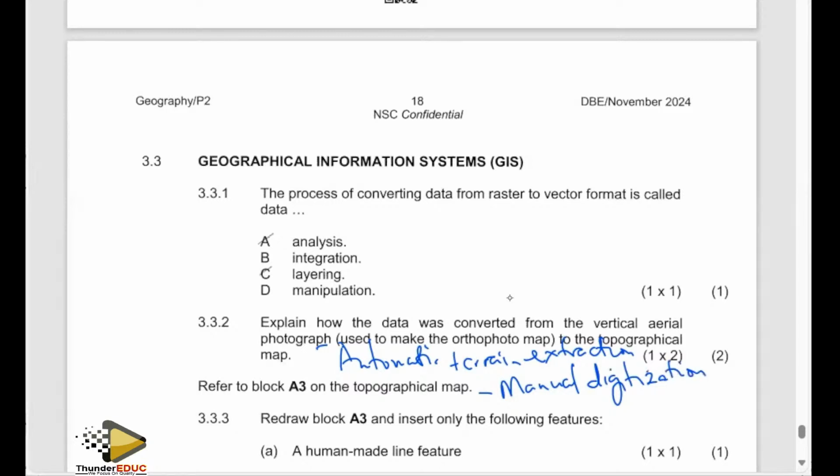As a method of converting that data to the different data sets, or we can also use what we call semi-automatic feature extraction. Basically, when you're looking at those ones, those are the methods that we can use to convert the data from one data set to another data set, from a raster format, which is part of the orthophoto map and area of view, to a topographic, which is a vector data format.